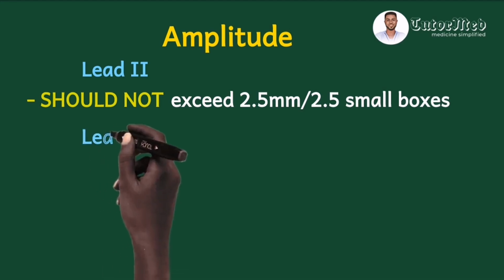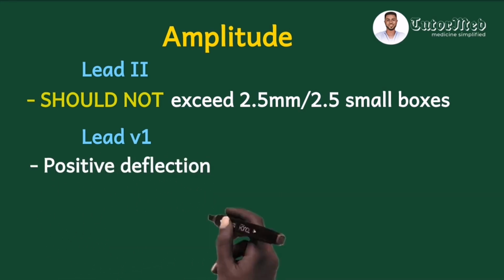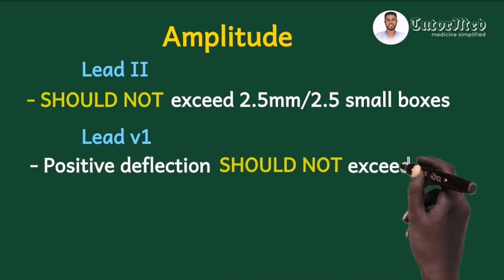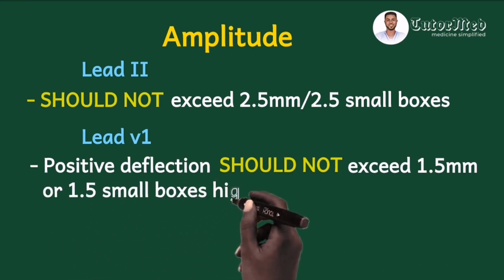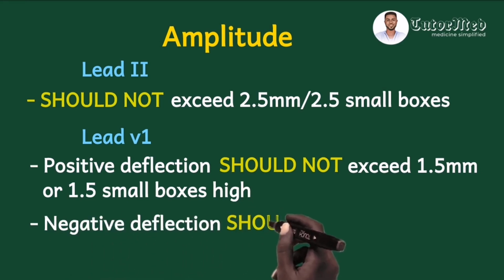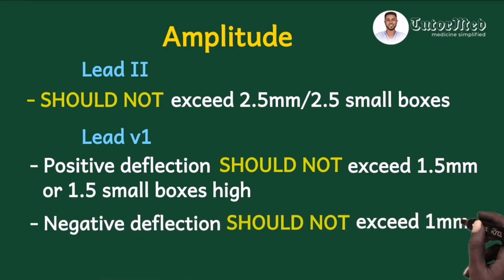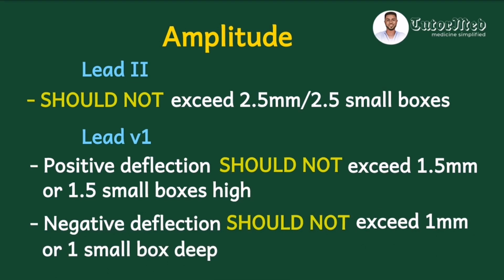Now, lead V1, you know the P wave in this lead is biphasic, right? It has a positive deflection, which represents the right atrial depolarization, and then a negative deflection, which represents the left atrial depolarization. Now, the positive deflection should not exceed 1.5 millimeters or 1.5 small boxes high. The negative deflection should not exceed 1 millimeter or 1 small box deep.